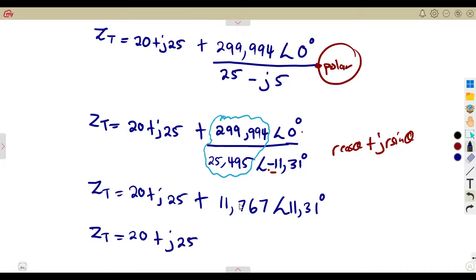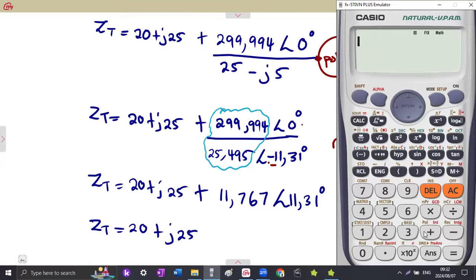So this is it here. You want to convert to rectangular form. So this time it's going to be shift to rectangular form. So you press this here, the rectangular on minus. So it's shift rectangular form. Press the rect here. Okay. So that's 11.767.